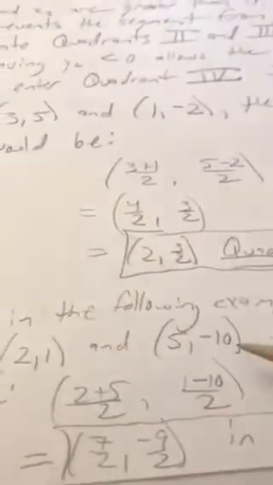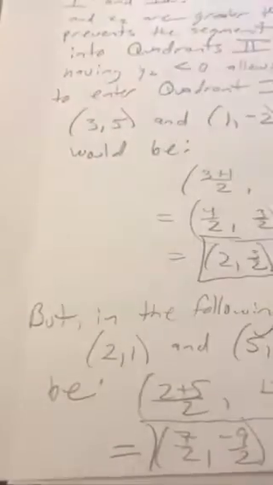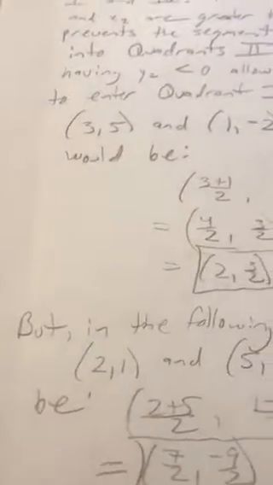In one example, I picked 3, 5, and I picked 1, negative 2, and in doing so, I got the midpoint of 2, 3 halves, quadrant 1. Then I did another example with points 2, 1, and 5, negative 10, and doing so, I got the midpoint of 7 and negative 9 over 2, quadrant 4.